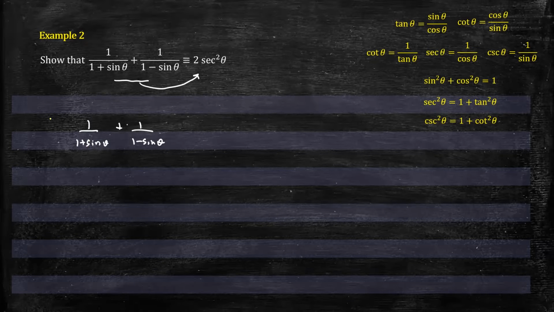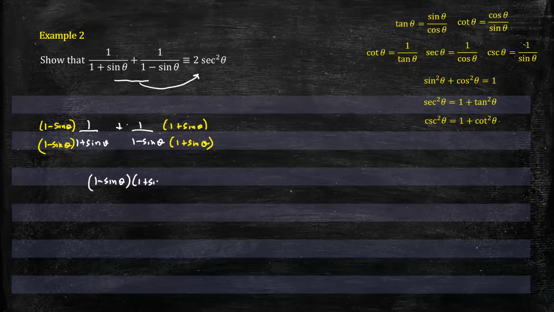So on this left side, let's multiply that by 1 minus sine theta and 1 minus sine theta in the denominator. And on the right side, we'll multiply that by 1 plus sine theta, 1 plus sine theta. So we just treat this like a fraction, and we're trying to combine this fraction. Now you can see we have a common denominator. So let's write this down as 1 minus sine theta, 1 plus sine theta. And the numerator, we have 1 minus sine theta plus the other side, which is 1 plus sine theta.